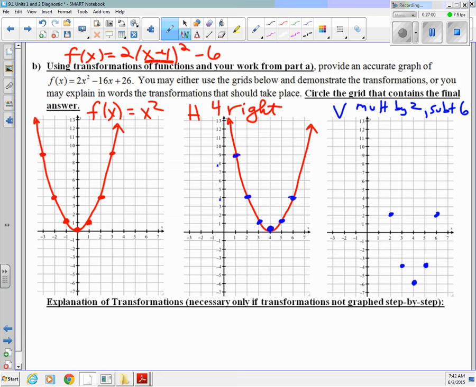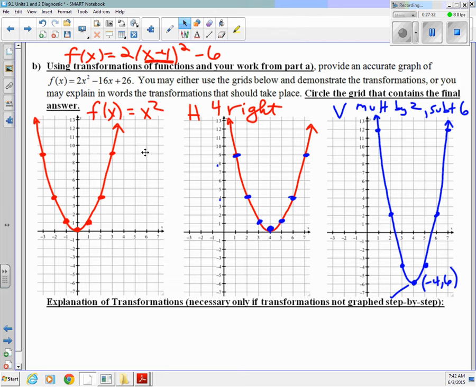And last but not least, I can do it with these points, my 7, 9 and my 1, 9. So I'll multiply by 2. That's 18. 18 minus 6 is 12. So I'm here and there. And you'll get a very nice parabola that I hope you see has now stretched as well. So it's moved down and stretched. The vertex is at negative 4, 6, as we said it would be. And you don't need to do the explanation of the transformations because we graphed them step by step.